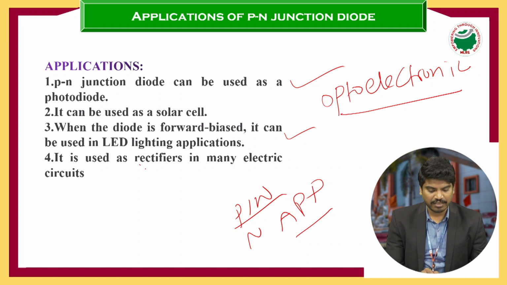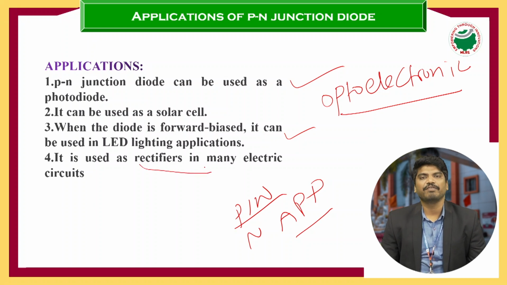Another application is that we use PN junction diodes as rectifiers. Okay, we all know the importance of rectifiers, which convert AC signals into DC current, AC current to DC current. This is very essential for many household applications. All this happens with the help of the semiconductor diode or PN junction diode.